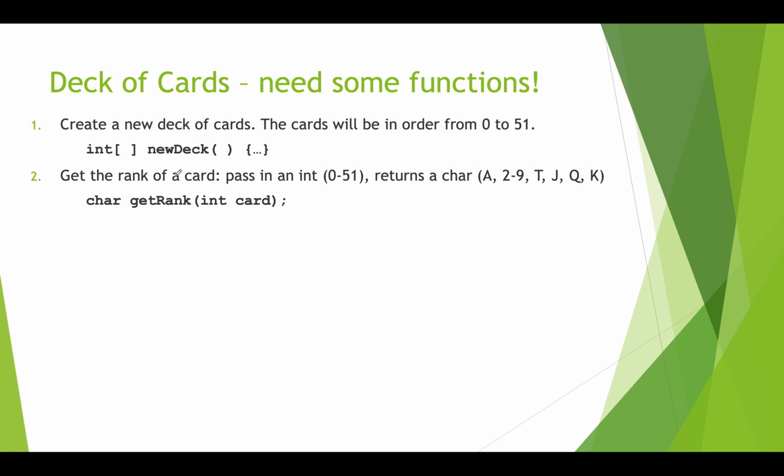And if we want to get the rank of a card, we want to be able to pass in an integer from 0 to 51 and have it return a character that could be A, or it could be the character 2 or 7 or T or J or Q or K. And so we're going to pass in an int, and we're going to get a char out.